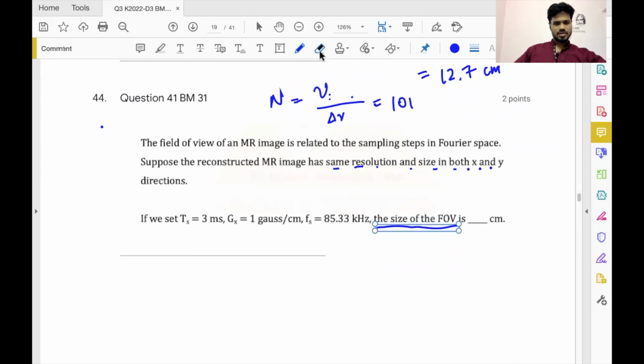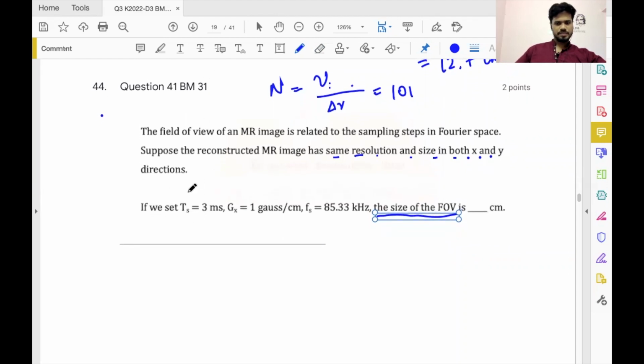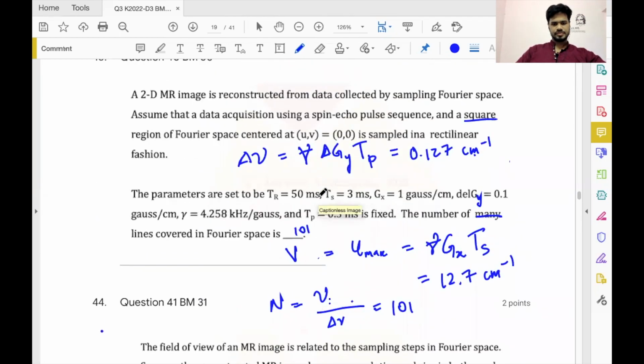Okay, how do we do this? So quickly, what is this number? Ts is the signal acquisition time, and what is Fs? Frequency. Of what? Radio frequency. No. This Fs sounds like the speed at which you acquire the signals, right?